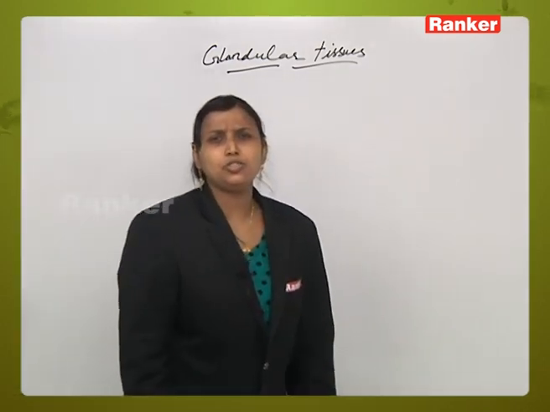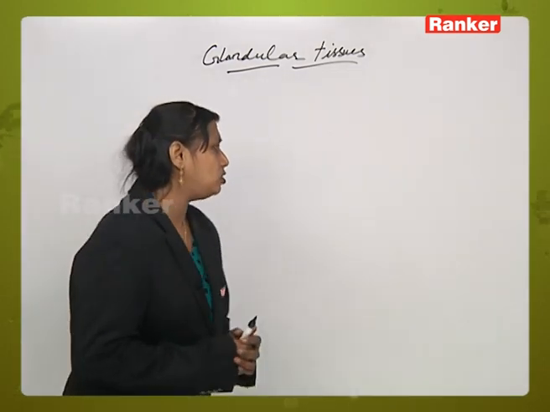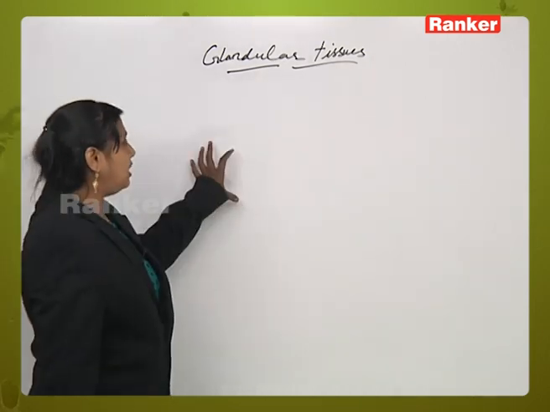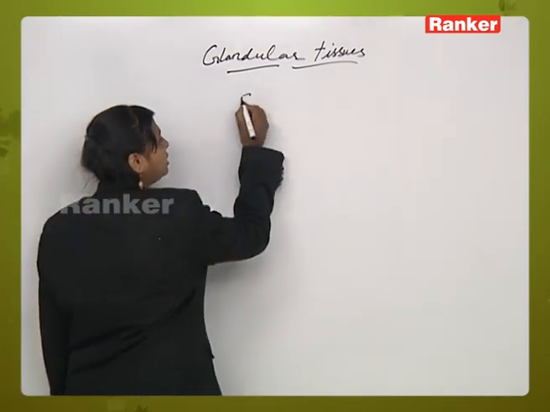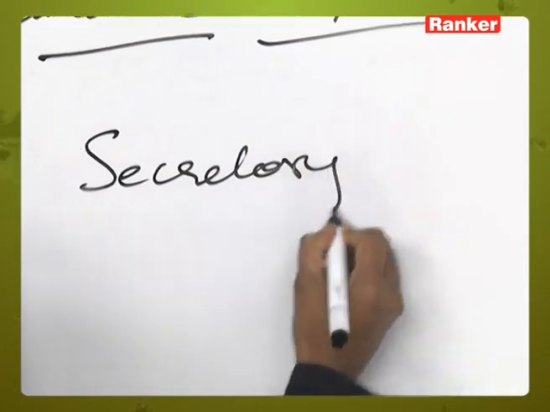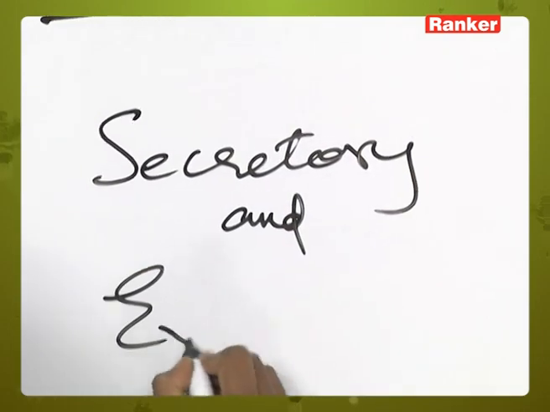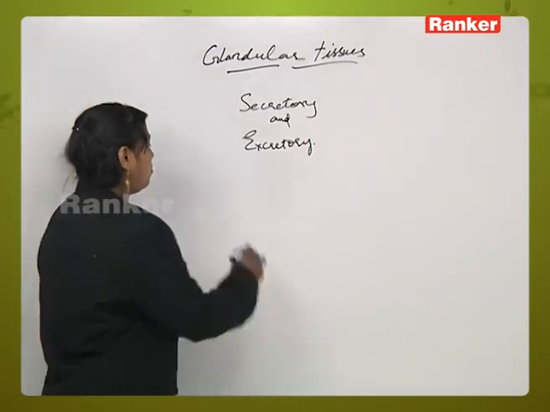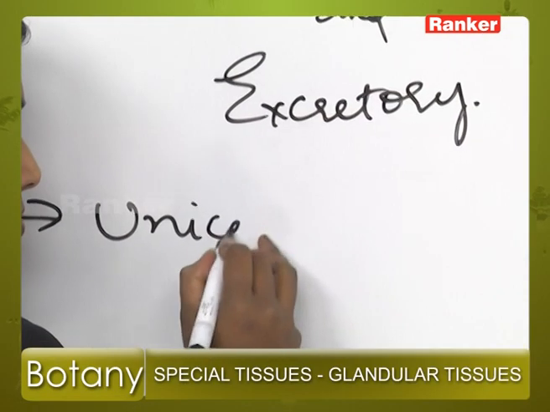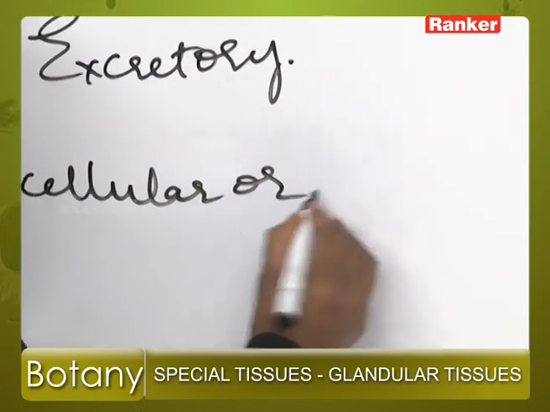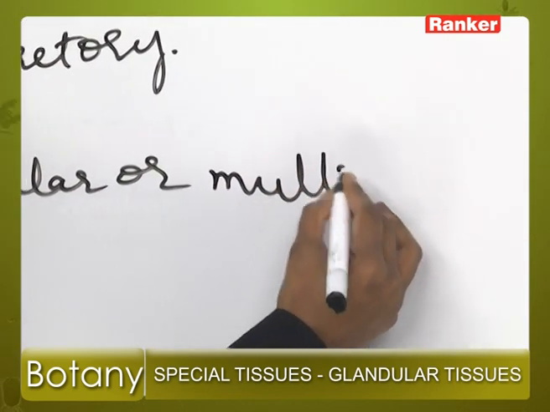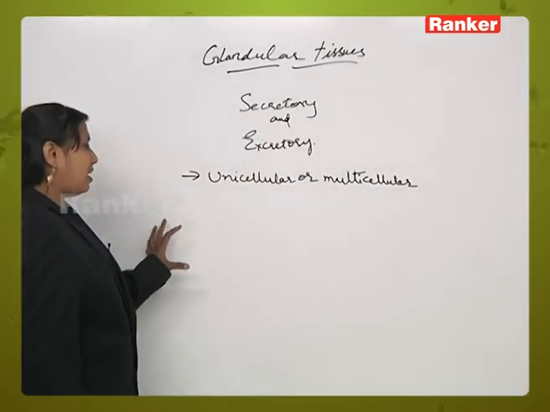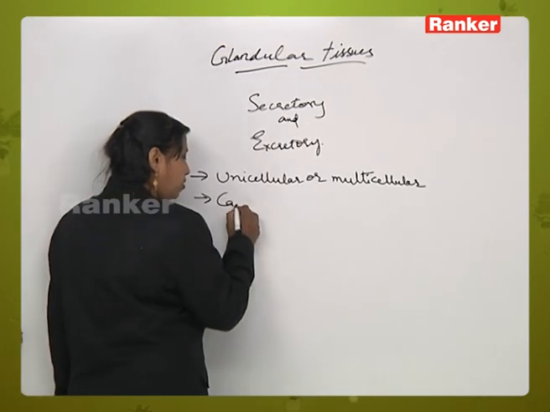Another type of secretory tissue which we are supposed to study is glandular tissue. These tissues have special glandular structures, and these glandular structures have both secretory and excretory products. These may be unicellular or multicellular, and they may or may not have cavities.